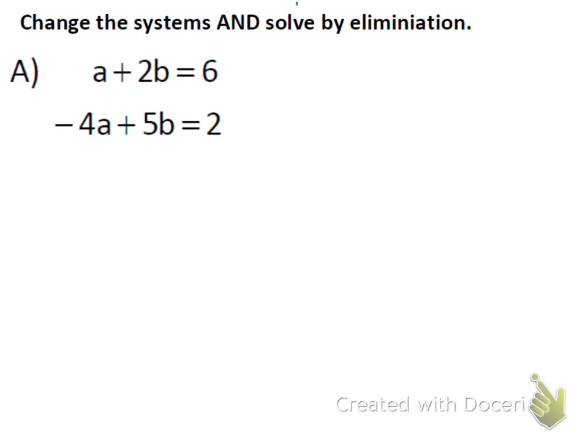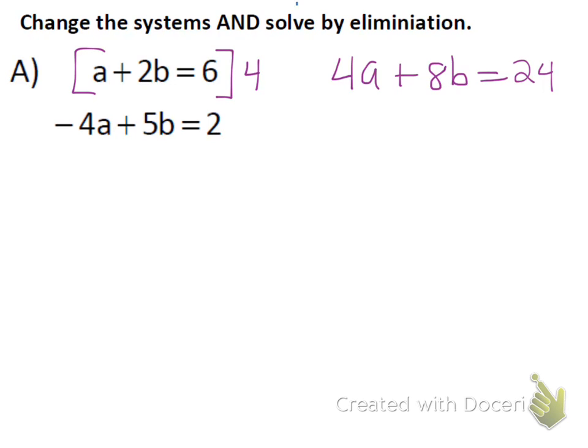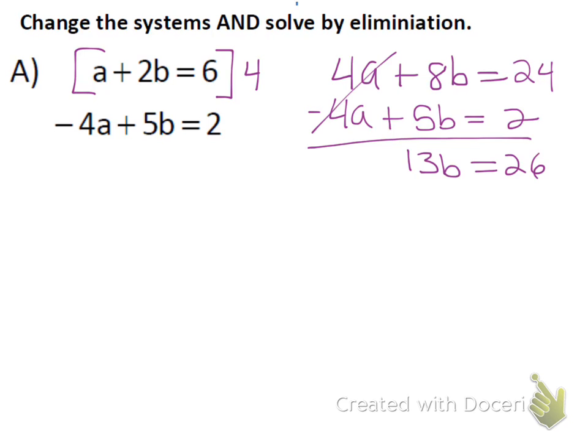So for problem number 1, my first step is going to be to multiply that top equation by 4. I'm going to do that so that my A values are opposite like coefficients. I'm going to go ahead then and cross out those A's because those A's are going to eliminate. Then I'm going to add my B's together. 8B plus 5B is 13B. 24 plus 2 is 26. Solving for B, I get B equals 2.